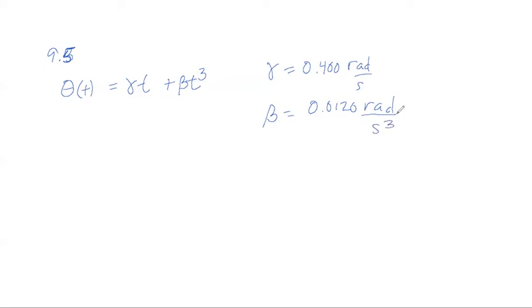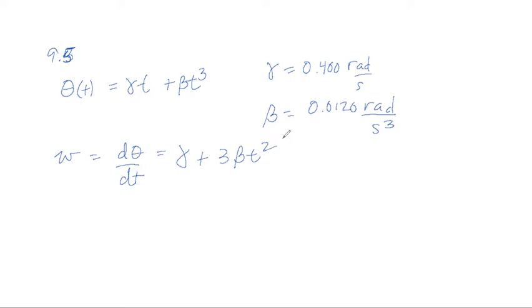Okay, so calculate the angular velocity of the merry-go-round as a function of time. What is the initial value of the angular velocity? That's when t equals 0. And calculate the instantaneous value for the angular velocity at t equals 5 seconds. So the angular velocity at any given time, omega, is going to be equal to d theta dt, and that's going to be equal to gamma plus 3 beta t squared. Okay, and we have those values for gamma and beta.